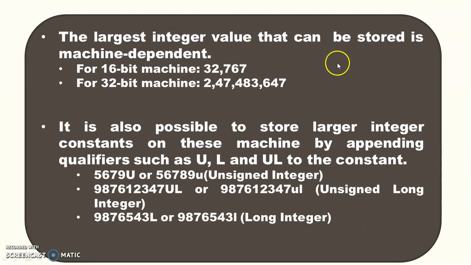The largest integer value that can be stored is machine dependent. For 16-bit machines, the largest you can store is 32,767. It is also possible to store a larger integer constant on this machine by appending a qualifier such as capital U, small u or UL to a constant, like 5679U, which is an unsigned integer. UL stands for unsigned long integer and L stands for long integer. So this is all about the integer constant.